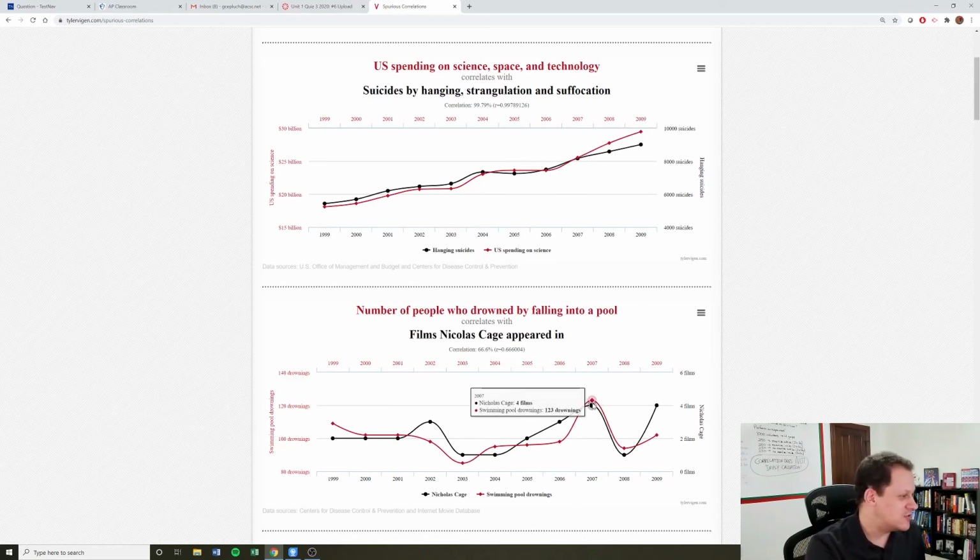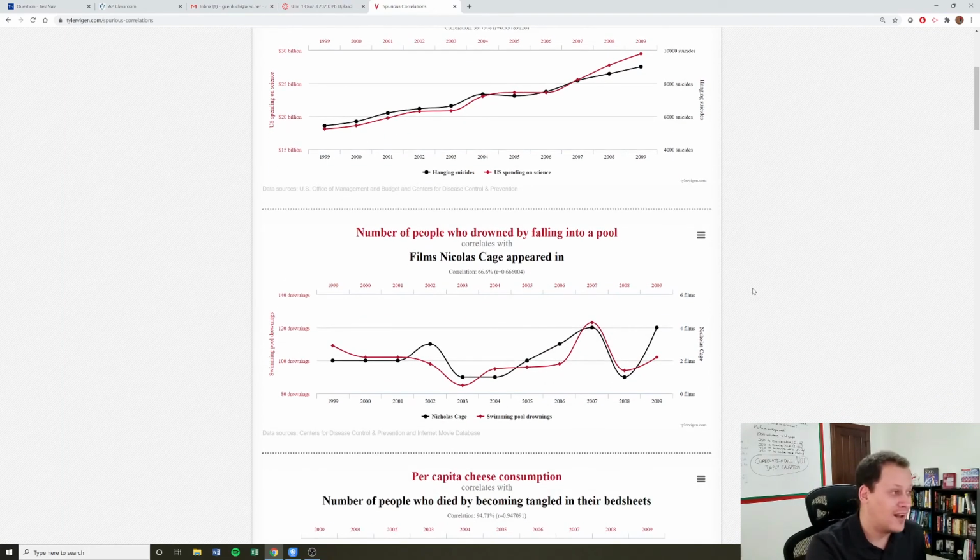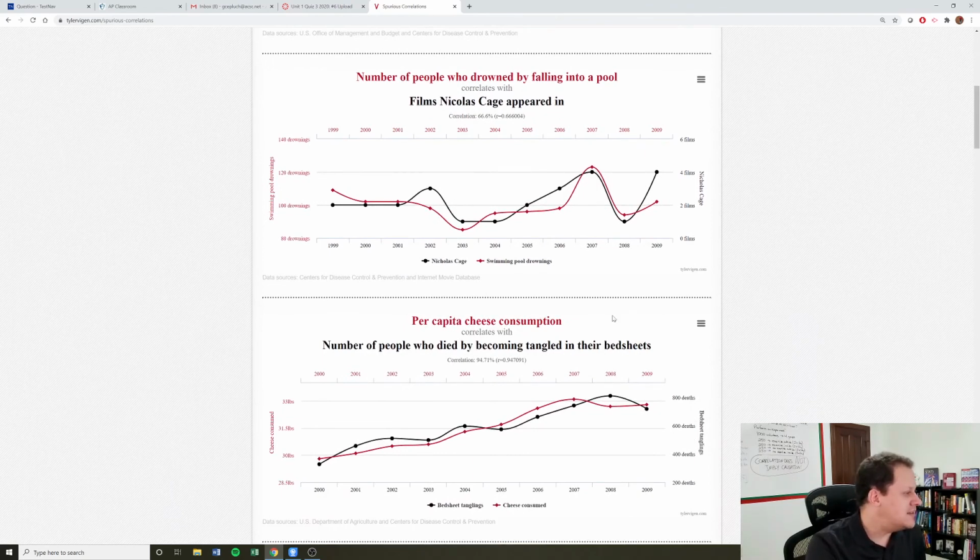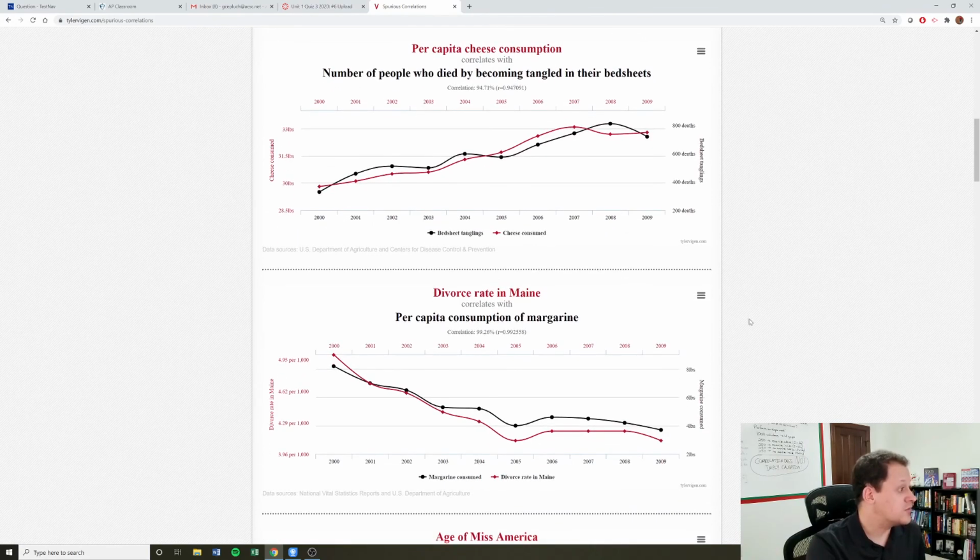They very much increased in 2007, but then dipped in 2008 and came back in 2009. What? Per capita cheese consumption correlates with the number of people who die by becoming tangled in their bed sheets. Wow. How about this? Is measured in the hundreds. Holy cow. Yeah, correlation 0.9471. The divorce rate in Maine correlates with the per capita consumption of margarine. Cool. We've got a little dairy theme going on here. This one doesn't have anything to do with death, though, so that's good.